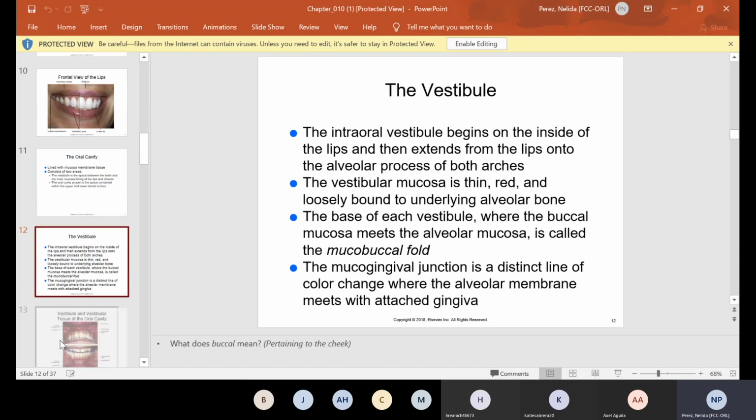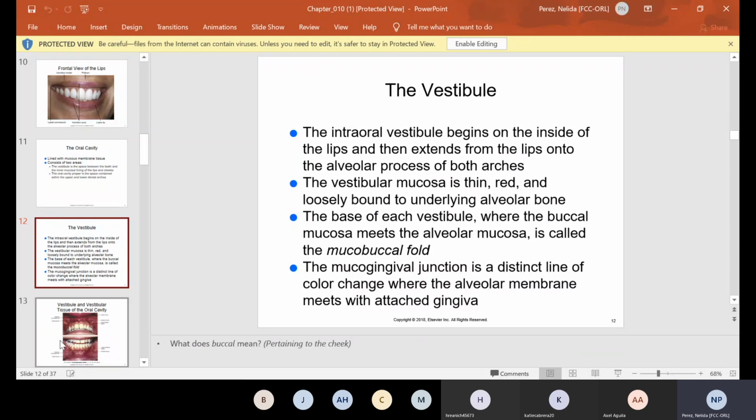The vestibule begins on the inside of the lips and then extends from the lips onto the alveolar process of both arches. The vestibular mucosa is thin, red, and loosely bound to underlying alveolar bone. The base of each vestibule where the buccal mucosa meets the alveolar mucosa is called the mucobuccal fold. And the mucogingival junction is a distinct line of color change where the alveolar membrane meets with attached gingiva.